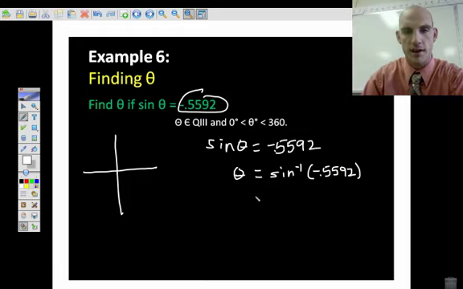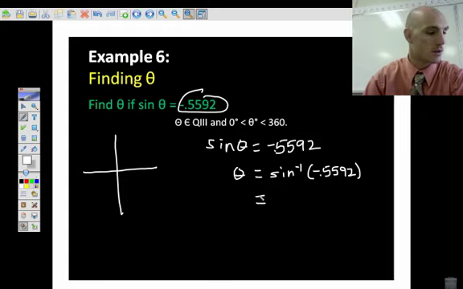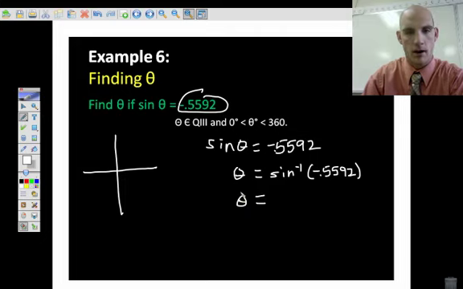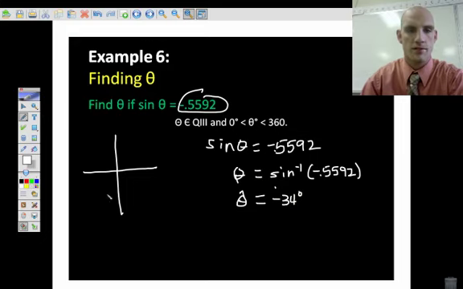So now what we found is that theta is equal to, actually, theta hat, because remember, our theta has some very specific guidelines that it has to fit in. It has to be in the third quadrant. And so when we actually do this inverse sine, we get negative 34 degrees. And if it's in quadrant 3, that means it's over here. So theta hat is going to be 34 degrees.